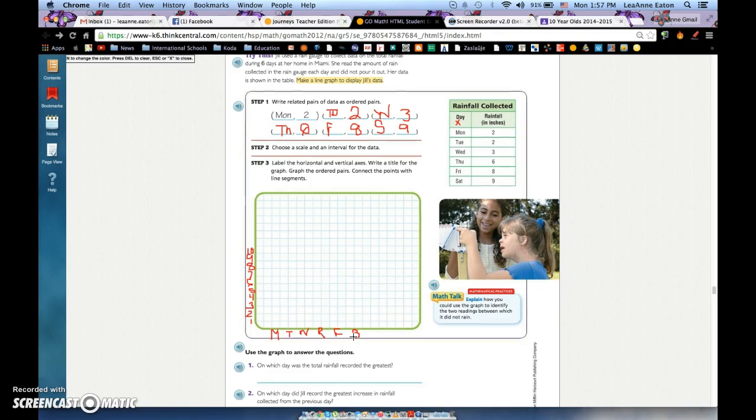Okay. And then these you would write day. And then over here you write rainfall in inches. Okay, rain. Go ahead and write rainfall in inches. This is what you write, and your title is rainfall collected. Okay, again, I can't write with my thing.